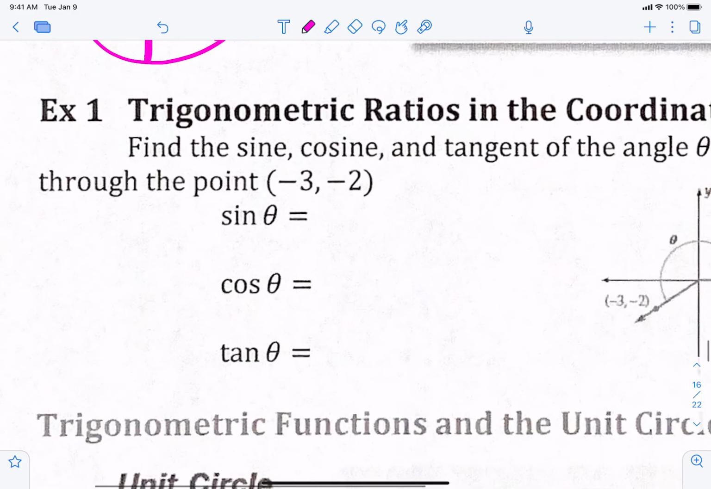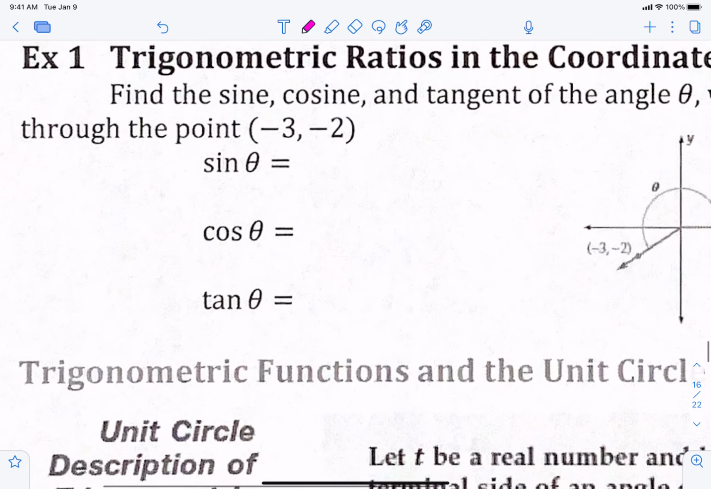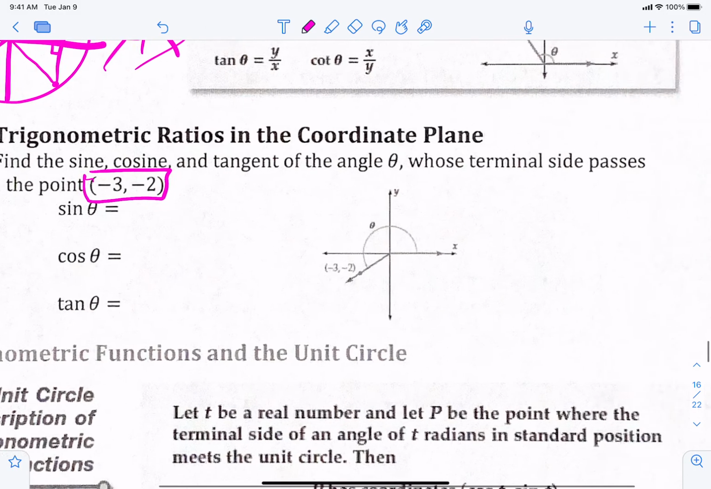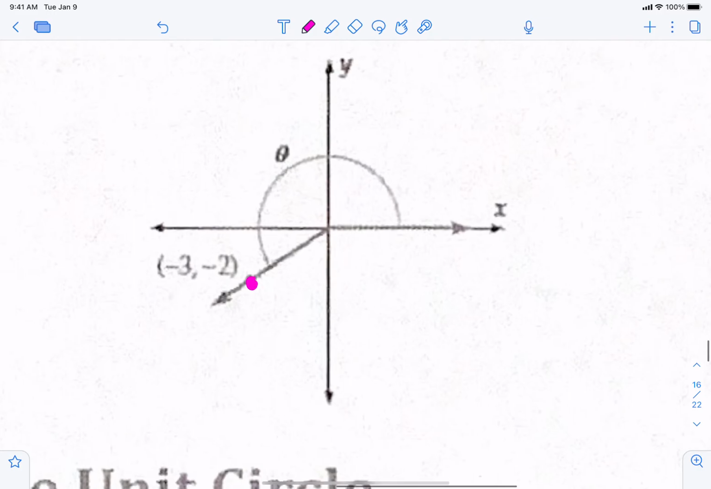Okay? Let's go down to this example. Example 1. They want us to find sine, cosine, and tangent of this angle. So they're saying plot the point -3 and -2. They've done that for me over here. -3 and -2 is this dot. Connect him back and make him into an angle. And then we make a bow tie.